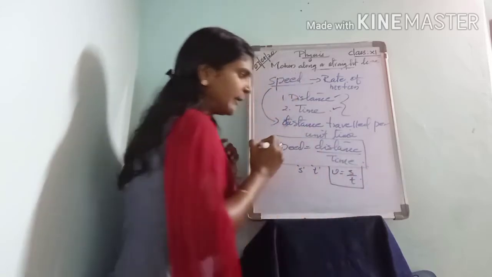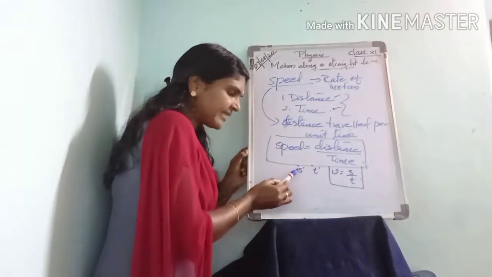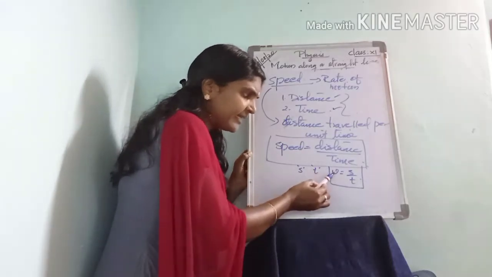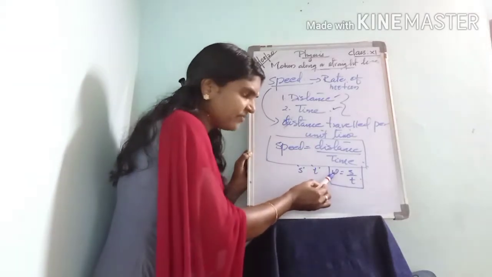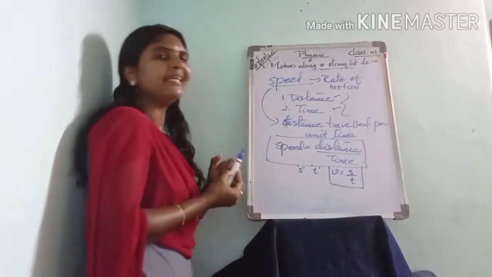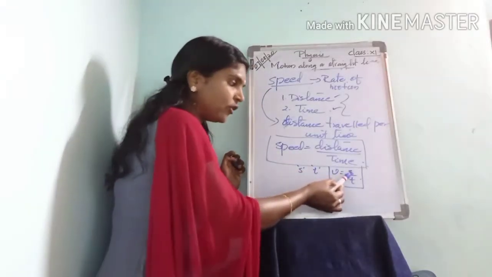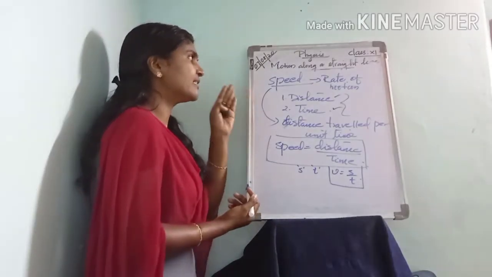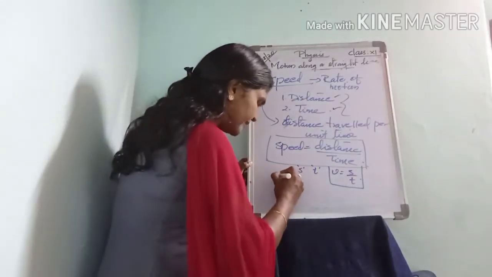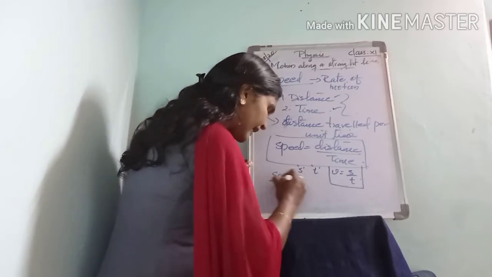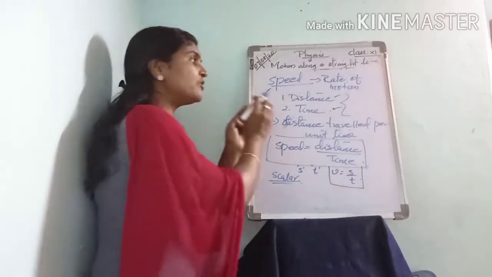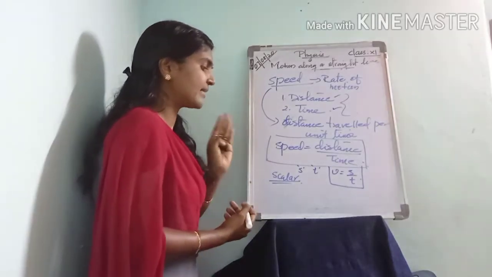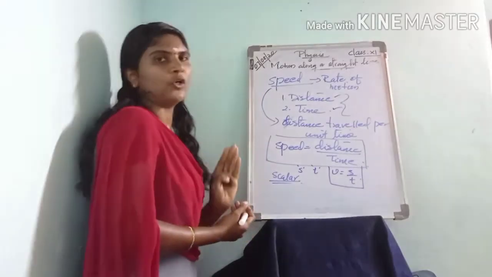Suppose an object travels a distance of s during the time t, then the speed can be represented as v equal to s divided by t. Here, speed is a scalar quantity. We don't want to specify the direction of motion, so speed is considered a scalar quantity.